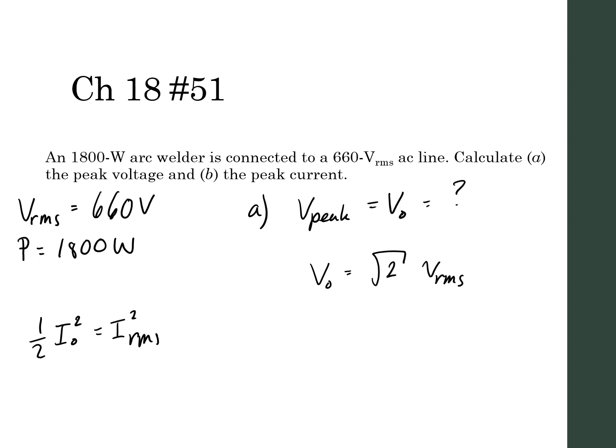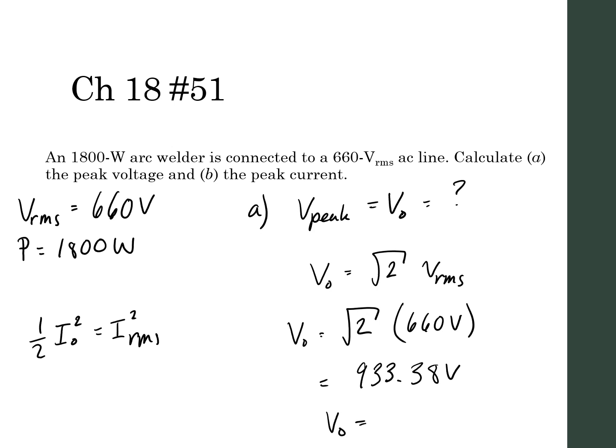So we can now simply plug in our numbers. We have the square root of 2 multiplied by our root mean square potential, which was given as 660 volts. We can plug that in, and we're going to get 933.38 volts, or our peak potential, because we're given 2 sig figs, is 930 volts. So it's not too bad having to go from a root mean squared value back to its peak voltage.